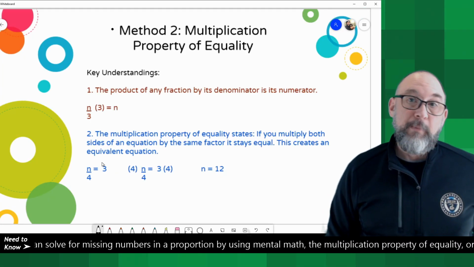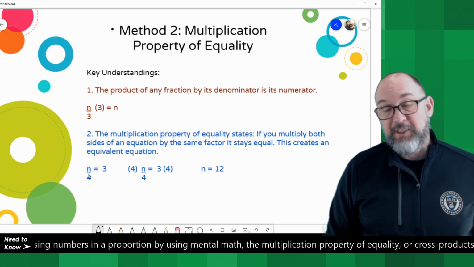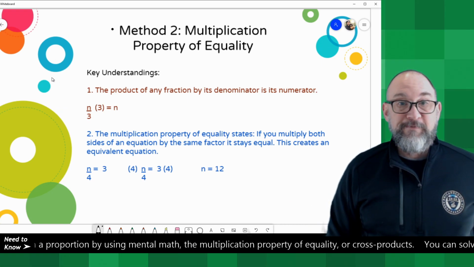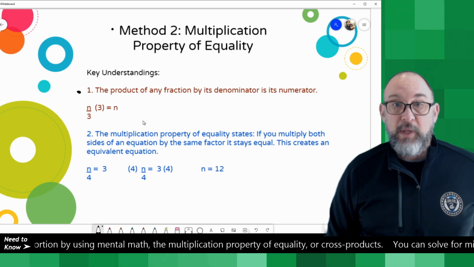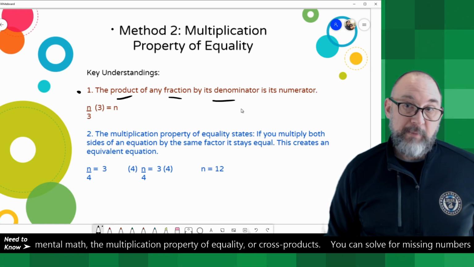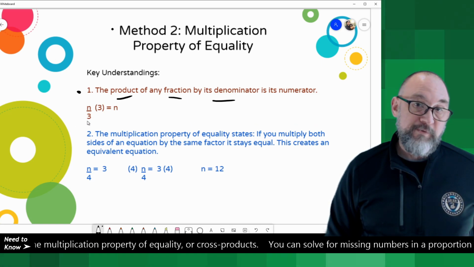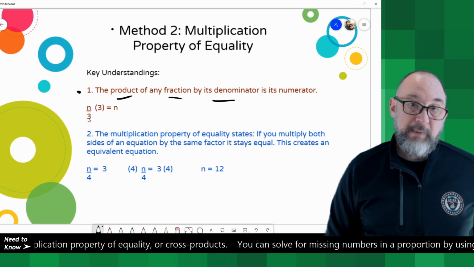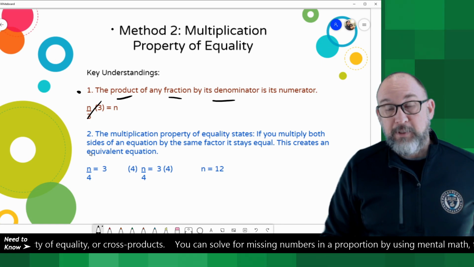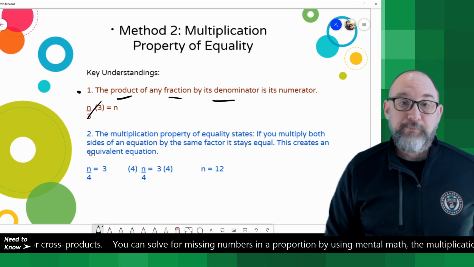All right, so let's talk about method number 2. So this is going to be using the multiplication property of equality. Okay, two key understandings. This is stuff you already know, but we want to kind of put everything together. First key understanding: the product of any fraction multiplied by its denominator is its numerator. So for example, if you have n over 3 times 3, remember, that's going to cancel out, and the product is the numerator. So when you multiply a fraction by its denominator, it equals the numerator.